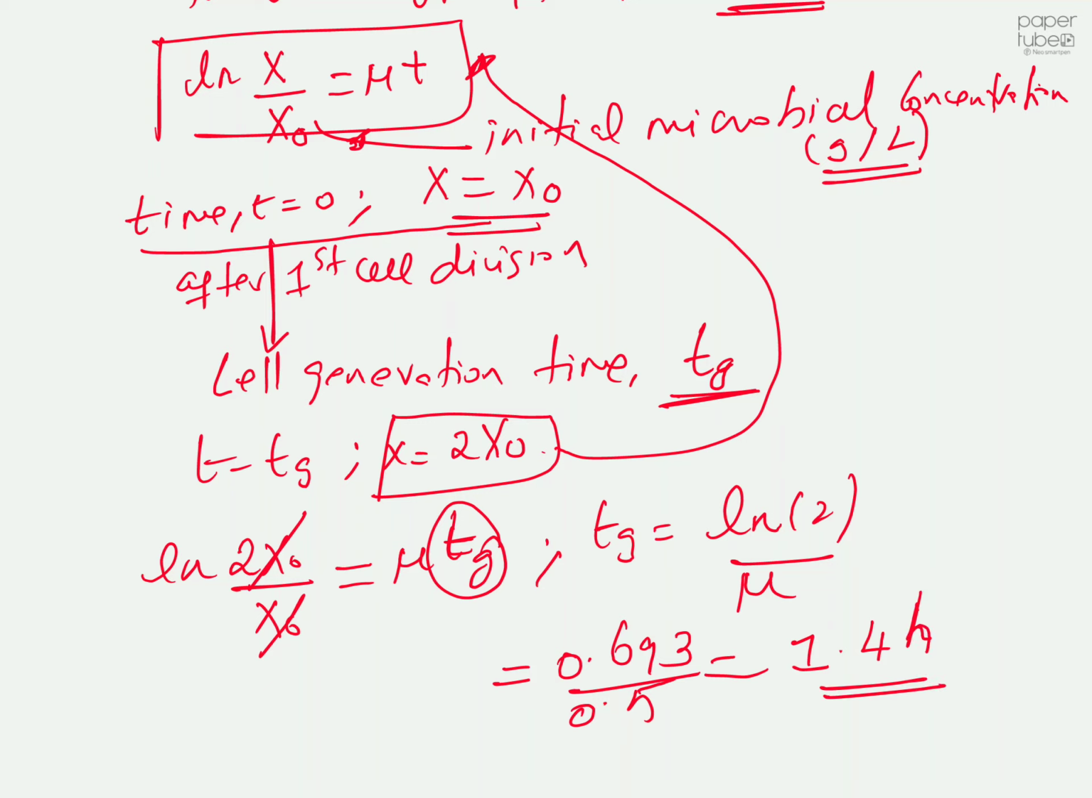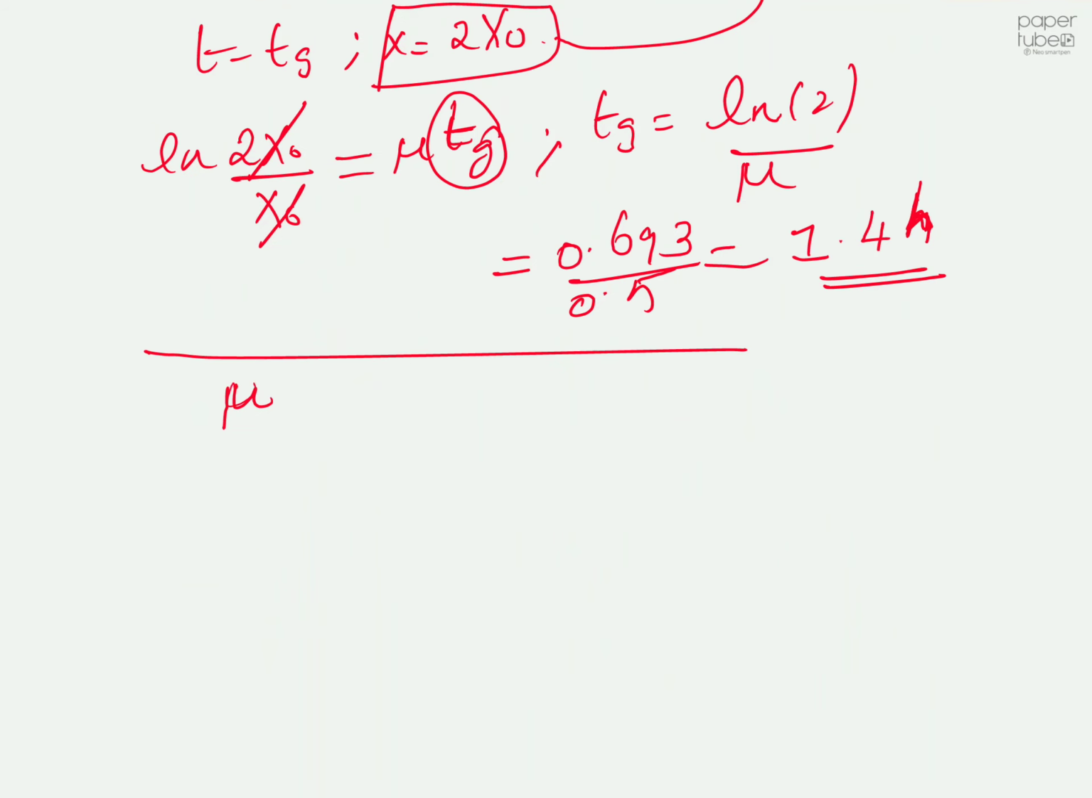So pay attention to the units. In the exam you must write the units, if not you will not get the marks. This is a general problem, where we are exploiting the value of mu. If you know the specific growth rate, and you know what happens after each cell division, say one cell splits into 3 daughter cells or 4 daughter cells, then you can calculate the cell generation time.